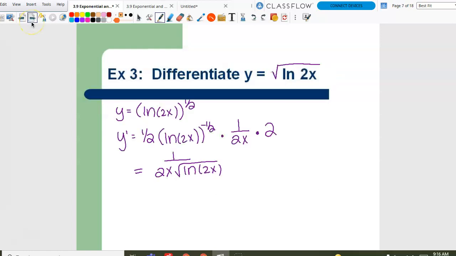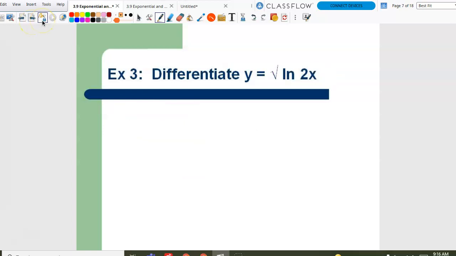All right. So this is the square root of the ln of 2x. So it's a chain rule inside of a chain rule. So again, if it helps you, u is equal to 2x.